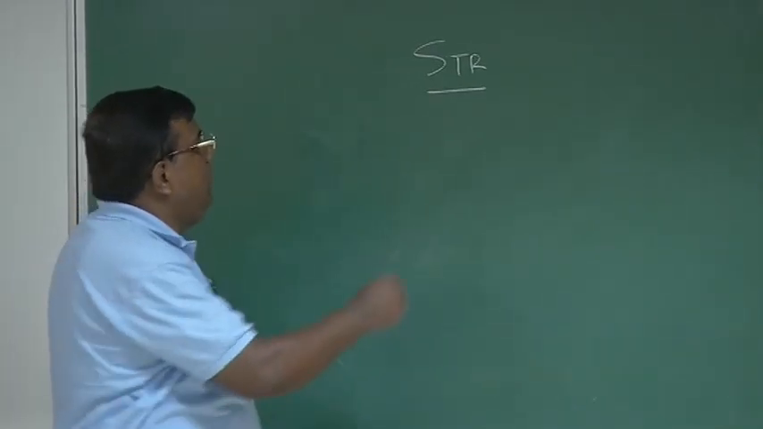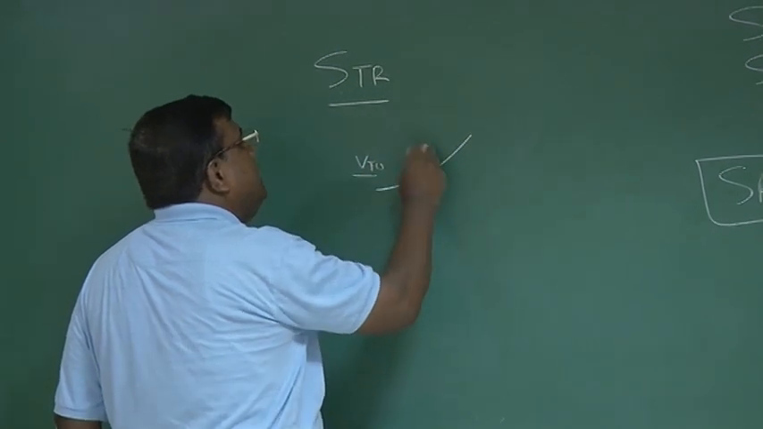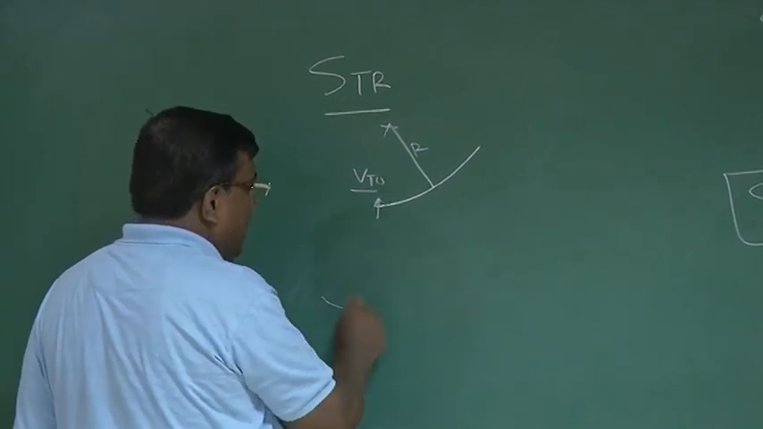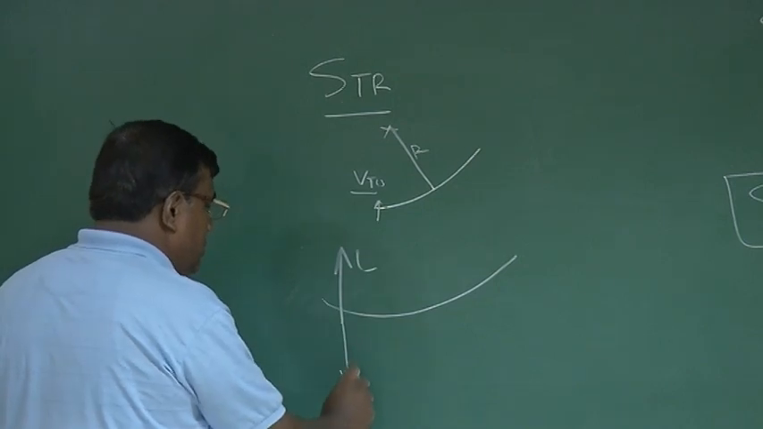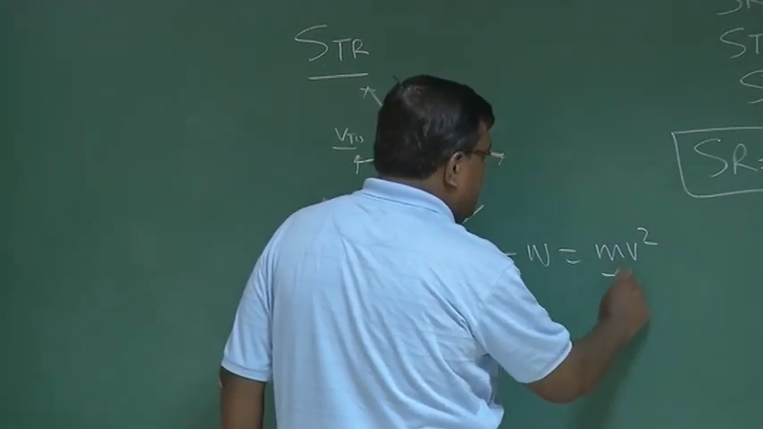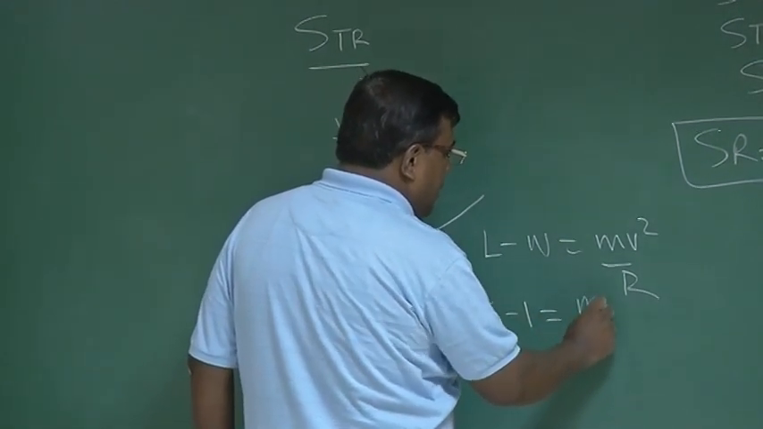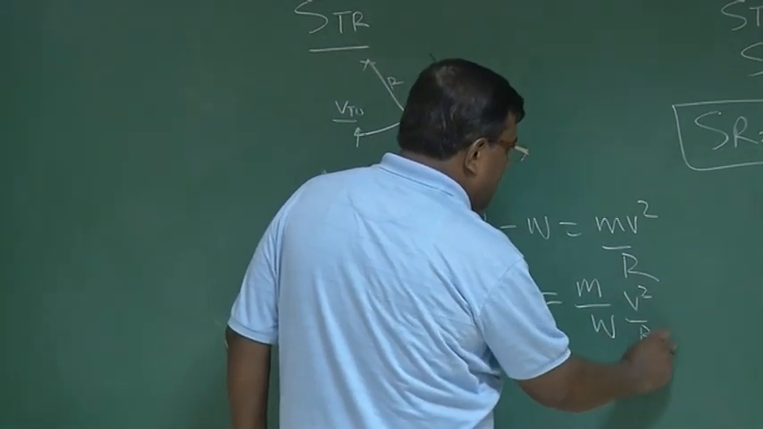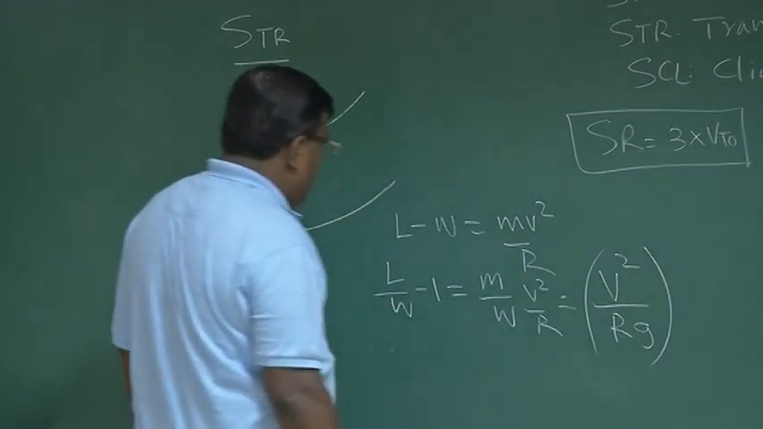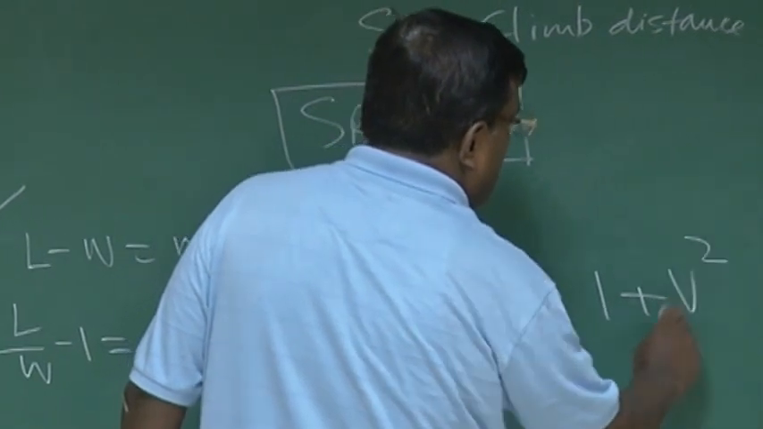To calculate STR, we'll again see here, the assumption is that here it is V takeoff, and it is following a pull-up with radius R. We know by now that for a pull-up, if this is L, this is W, then L minus W equals M V square upon R. If I divide by W, I get L by W minus 1 equals M by W times V square upon R, and this is equal to V square upon R G. So I get an expression: N equals 1 plus V square upon R G.